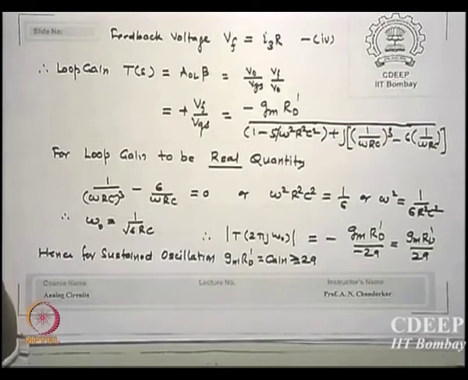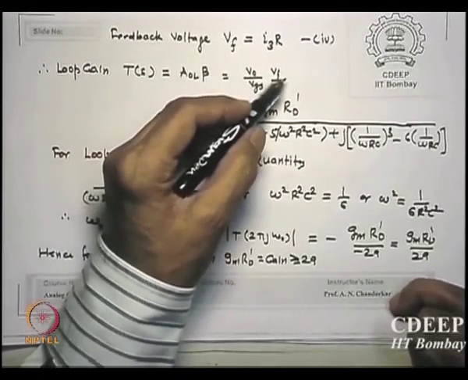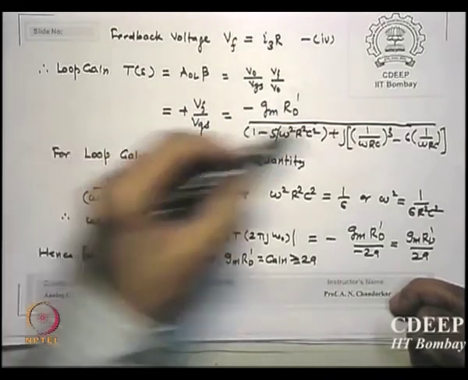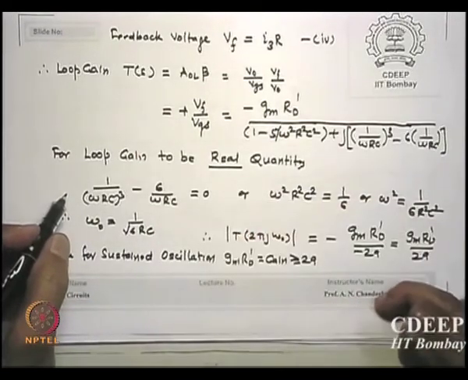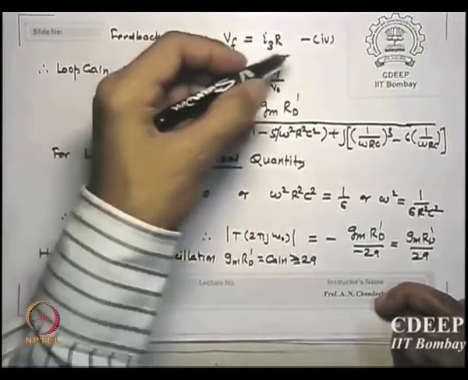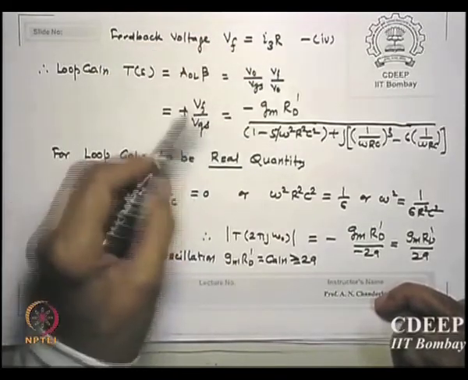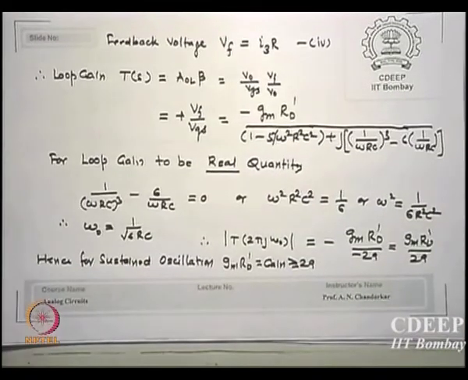So loop gain is AOL times beta, which can be written as V0 by VGS into Vf by V0, or essentially it is Vf by VGS. I substituted all those equations, the four equations I gave you, found values corresponding to all this, and you get this expression which I can write now. The loop gain T(s) is also called return ratio in some books.